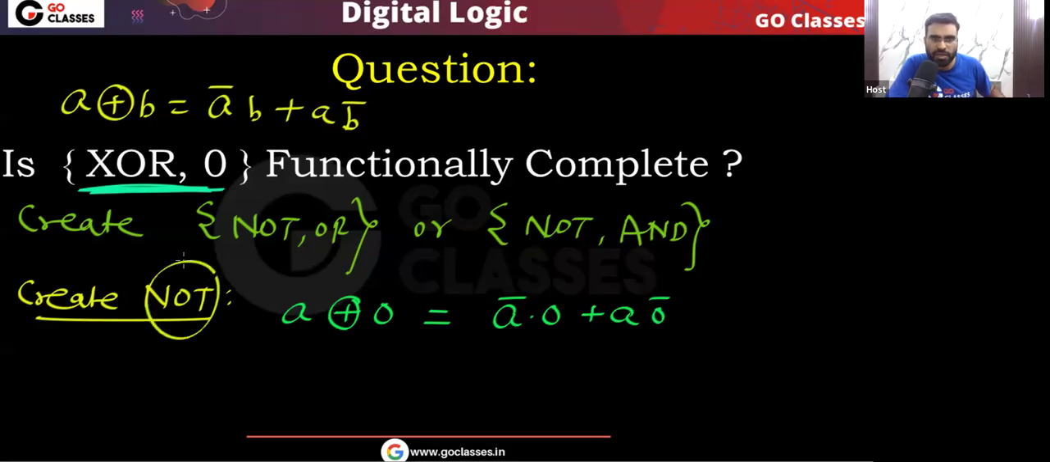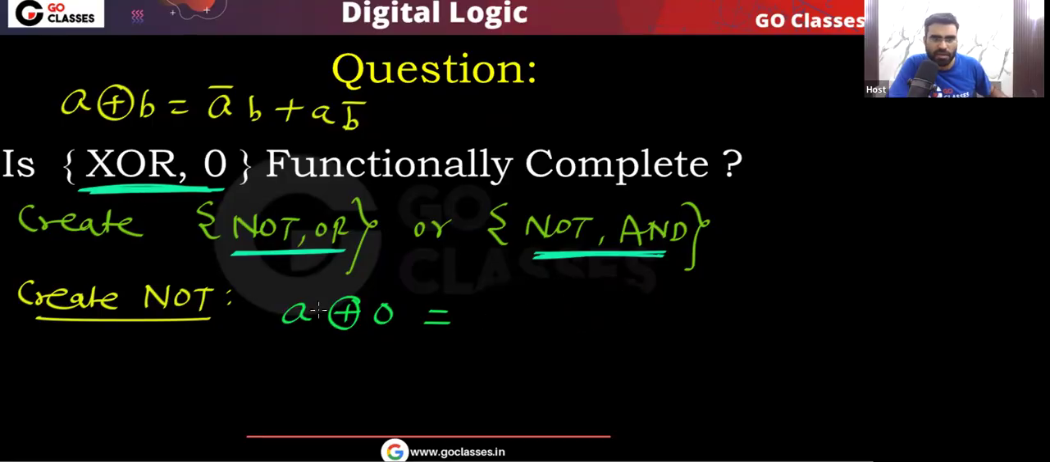I want to create not. See, I want to prove whether this is functionally complete or not. So either I can create this combination or I can create this combination, right? Yes or no? So let me try to create not. How to create not? Tell me. Is it working? A XOR 0. What is that? That is actually A.